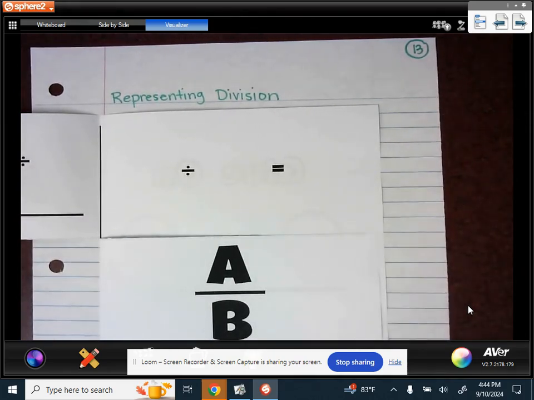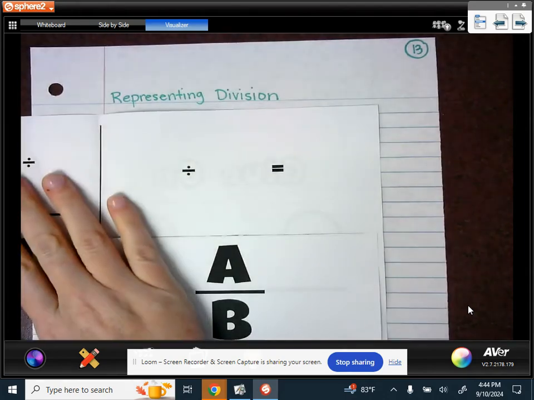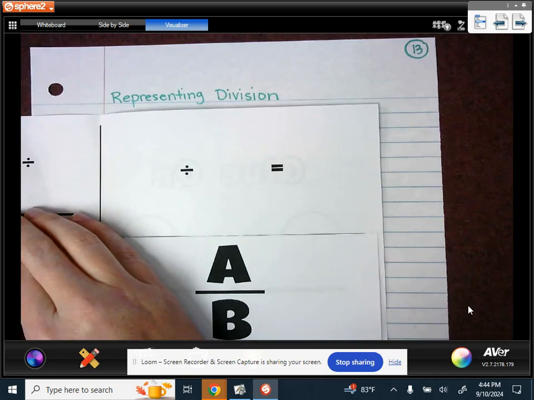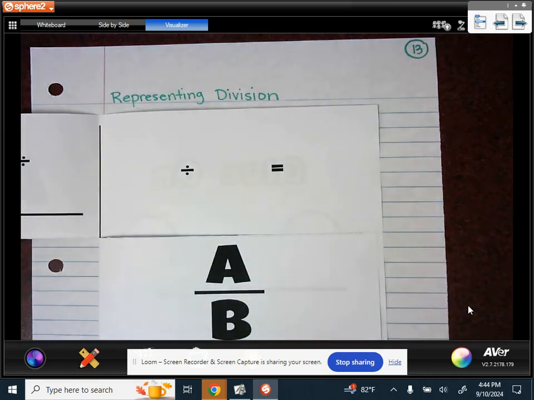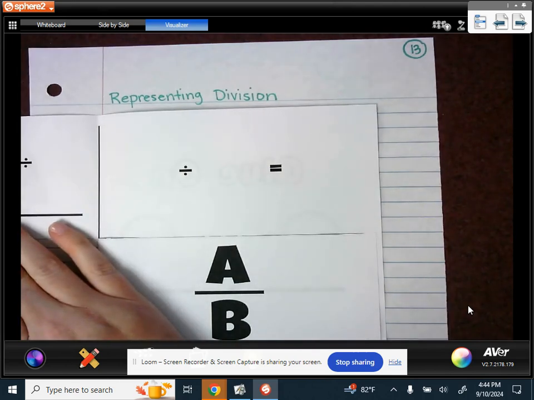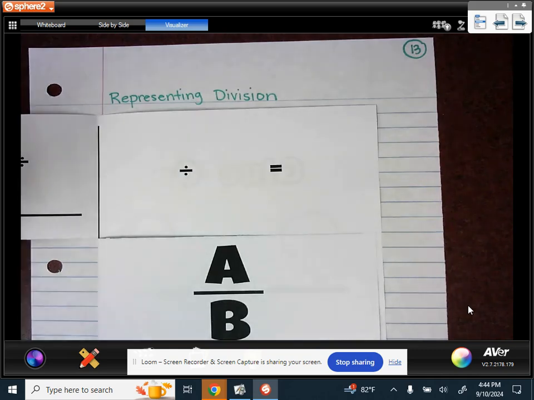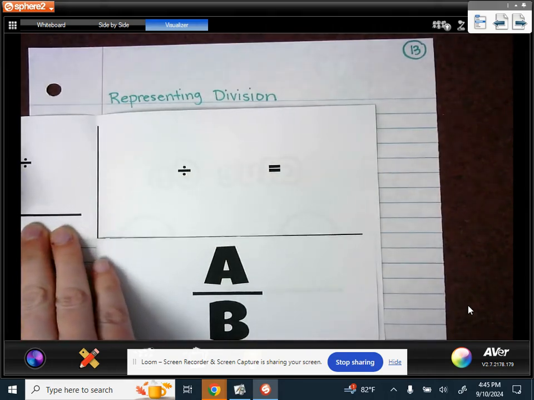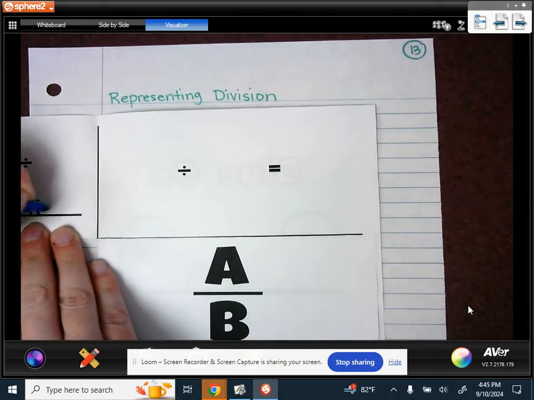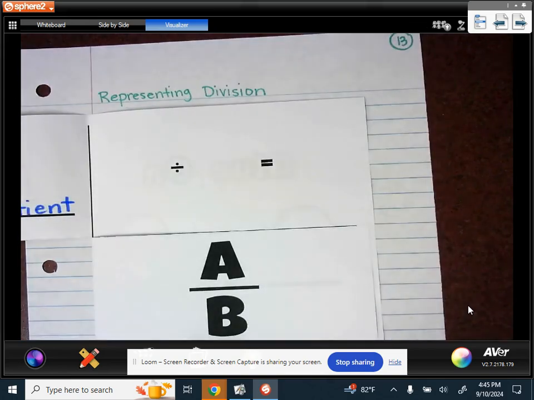So this first part is going to say dividend. Remember, we talked about that word dividend the other day. That's the number that we're dividing. So dividend divided by divisor. So the divisor is the number that you're dividing by. And then once you do that division, you get your quotient. So it equals the quotient. And quotient is just the answer in a division problem.